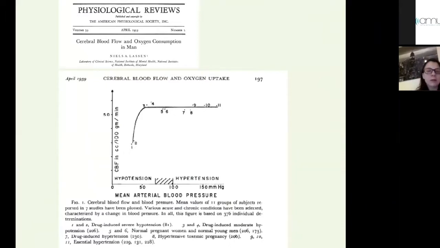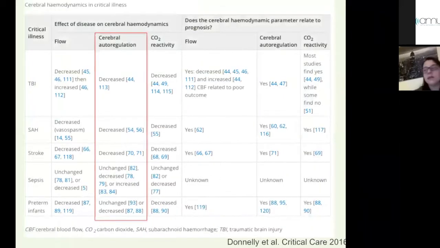This means that our brain is actually very smart because it's able to protect itself despite the changes in arterial blood pressure. But there is a point here where our autoregulation mechanisms are exhausted, and so the CBF basically decreases. And we need to understand in our TBI patients, in our neurocritical care patients, where is this lower limit of autoregulation. And why do we have to know it?